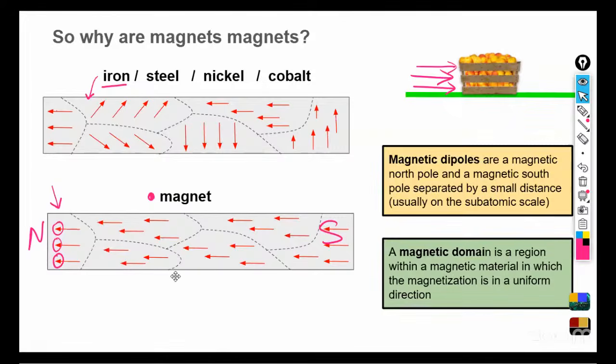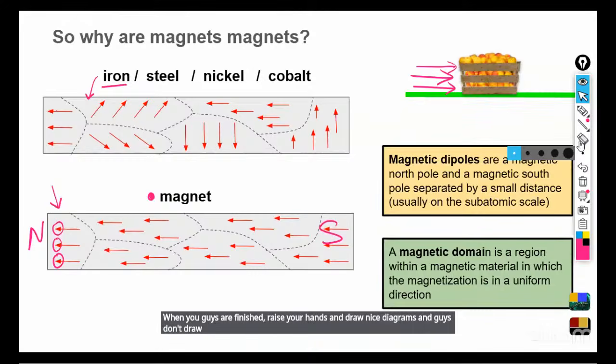Right? When you guys are finished, raise your hands and draw nice diagrams. And guys, don't draw all how diagrams, right?